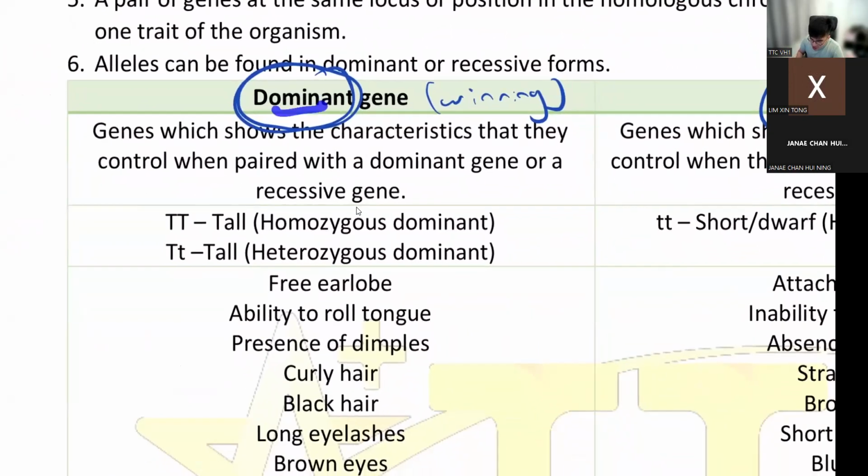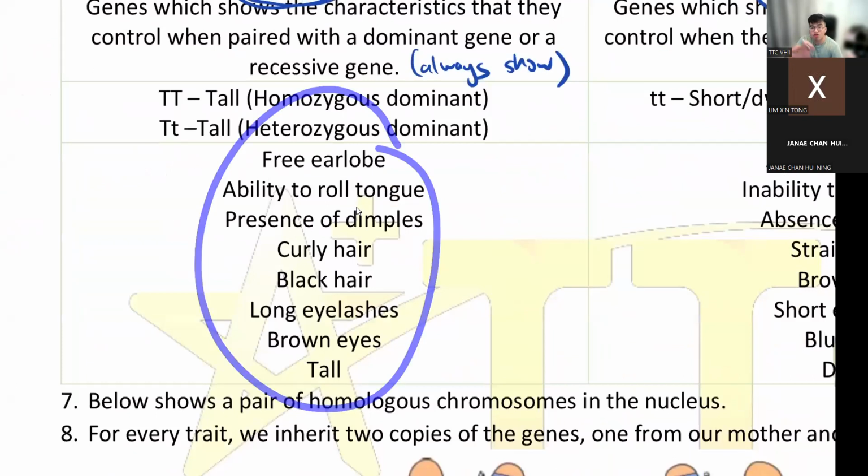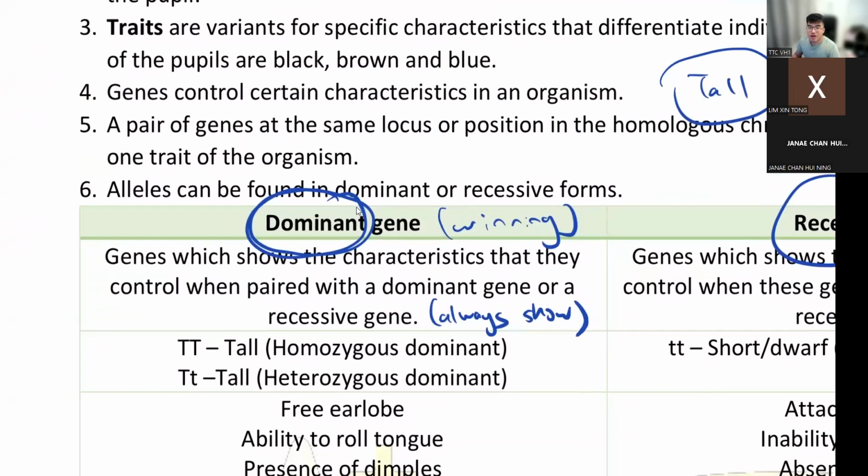So what is the dominant gene? It is a gene which shows the characteristic that it controls when paired with a dominant gene or a recessive gene. That means it will always show. This gene, if you have it, it will for sure come out. If one of your parents is tall, you will usually end up tall, because of the dominant gene. The strong gene will beat the weak gene. So you will have the dominant gene.